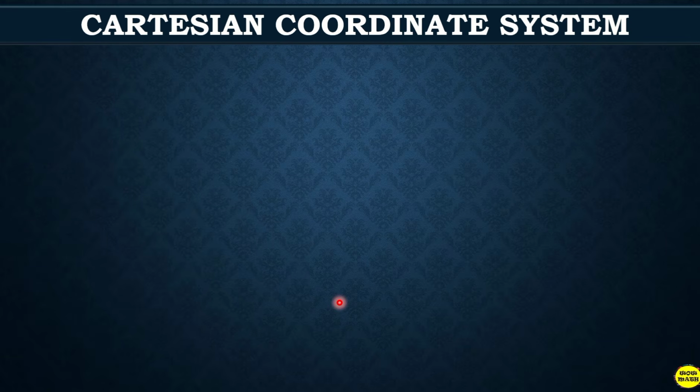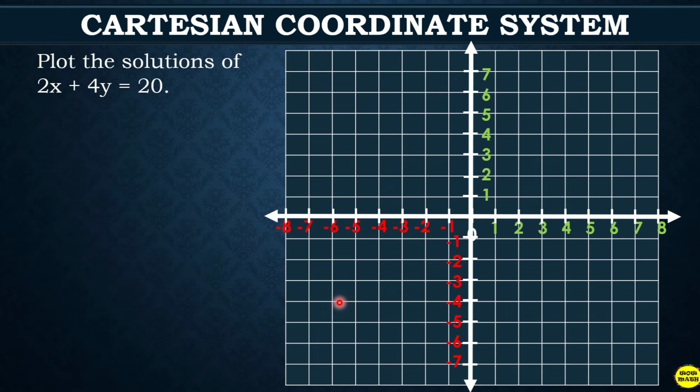So, let us try to plot those points, yung apat na yon. So, let us plot the solutions of 2x plus 4y equals 20. So, meron tayong 2, 4 kanina. So, 2, 4, i-plot natin. X muna, 2, and then sa y. So, get the intersection. Ito po siya.